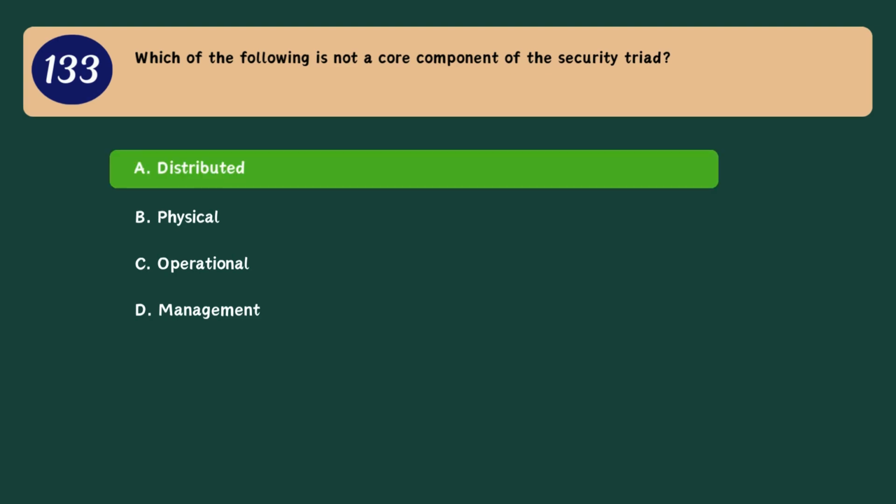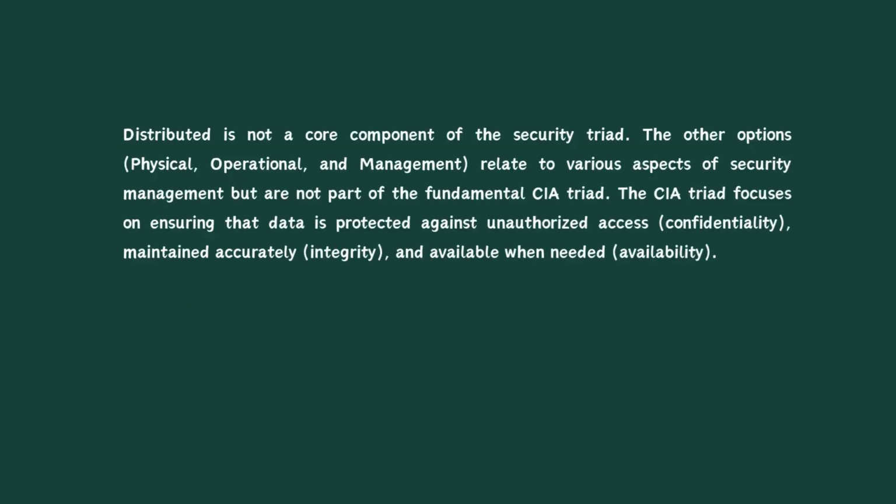Correct answer. A. Distributed. Distributed is not a core component of the security triad. The other options, physical, operational, and management, relate to various aspects of security management, but are not part of the fundamental CIA triad. The CIA triad focuses on ensuring that data is protected against unauthorized access (confidentiality), maintained accurately (integrity), and available when needed (availability).